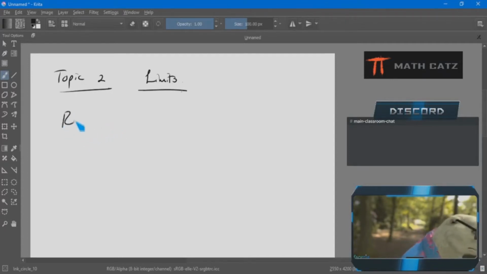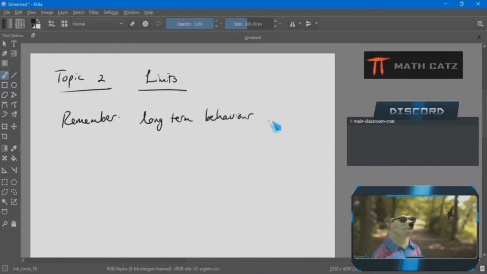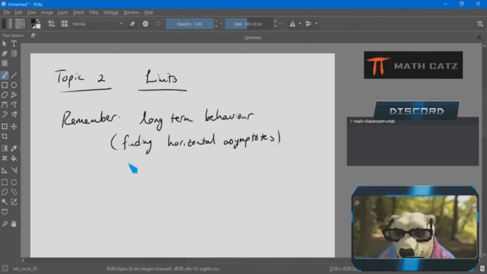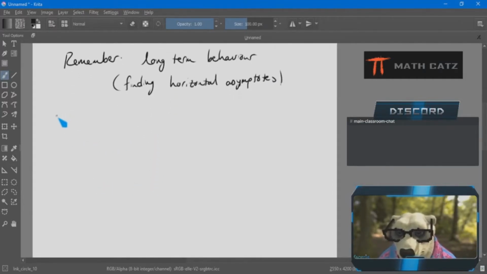So let's remember long-term behavior, the long-term behavior question, or finding a horizontal asymptote, if there are any. What was that question? Now let's just do it for a polynomial. Why not? Or let's do an example for each. Not a problem, just an example.